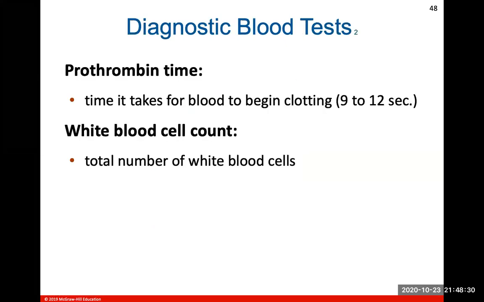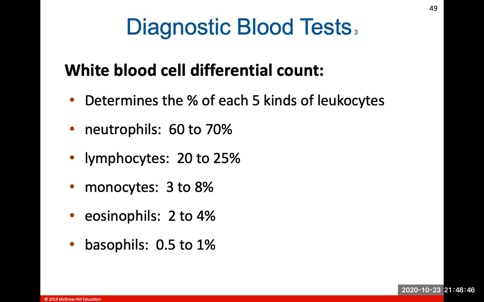Prothrombin time is the time it takes for blood to begin clotting. This is especially important in the elderly if they're on blood thinners to try to decrease the risk of heart attack or blood clots in the heart. White blood cell count is the total number of white blood cells. White blood cell differential count determines the percentage of each of the 5 kinds of leukocytes. And these are the normal percentages of the 5 different types of leukocytes in your blood. Again, neutrophils are the most common, going down all the way to basophils.